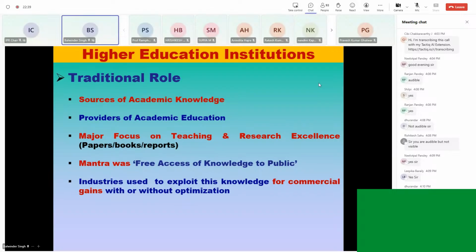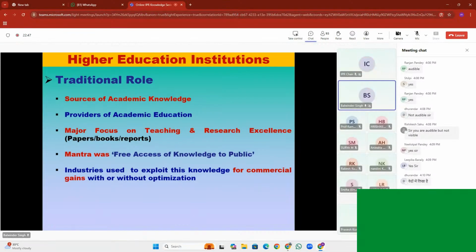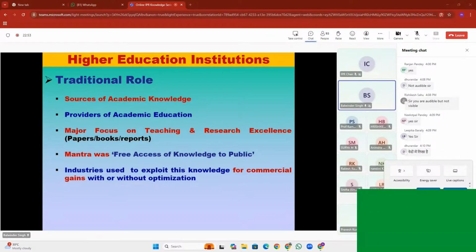This was laboratory-based research, and no effort was made at that time to upscale it for commercial success or to develop its application. This is generally basic research, and the industry used to exploit this knowledge for commercial gains after some optimizations and more studies. This is how our higher education institutions traditionally worked in the past.